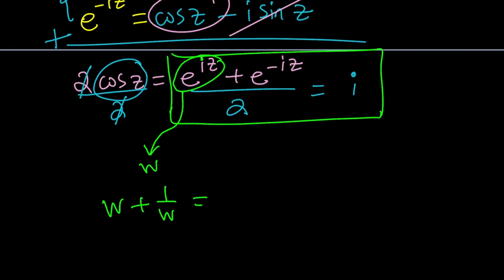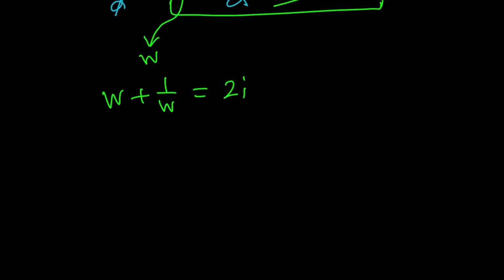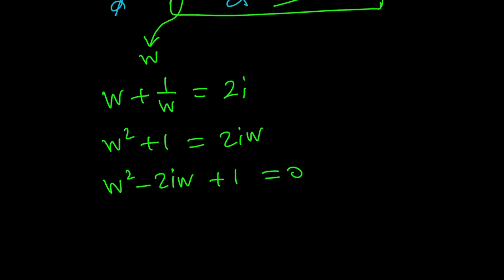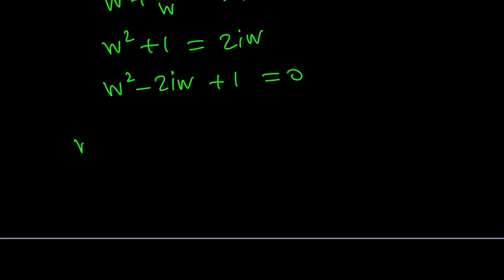If I do cross multiplication, you're going to get 2i. Multiply everything by w: w squared plus 1 equals 2iw. Put everything on the same side, and then you'll get a quadratic equation. We can solve it with the quadratic formula or completing the square, it doesn't matter. But from here, w becomes, to keep a long story short... Do you want me to keep it short? Okay, I'll show the steps.